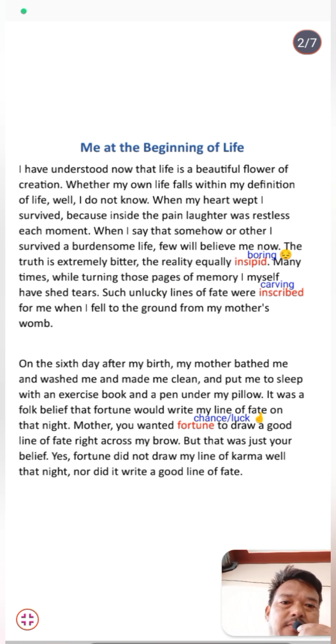Such unlucky lines of fate were inscribed for me when I fell to the ground from my mother's womb. Womb means here, students, the belly. And inscribed means carved or written. She says that it's all because of destiny, and such unlucky and unfortunate lines had already been written for me by destiny when I came onto the ground, or when I was born from my mother's belly. She says that it's all because of my destiny.